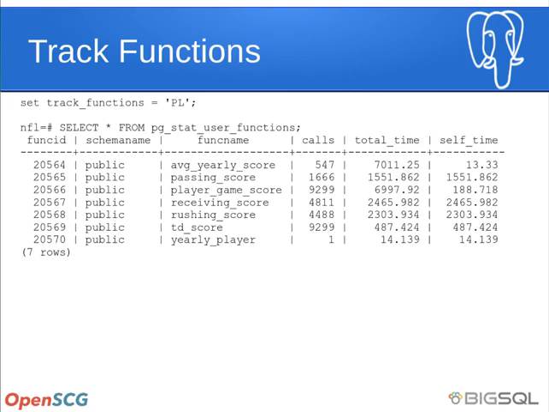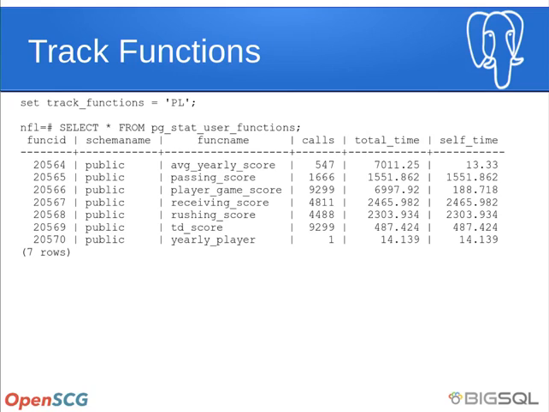One way to do that is to set track_functions to pl. This is in your config file. You could do it at the session level and just do a set track_functions, or you could set it globally in your config file. What it does is it populates pg_stat_user_functions. This way you could tell which function ran, how many times it ran, the total time, and what the self time is.